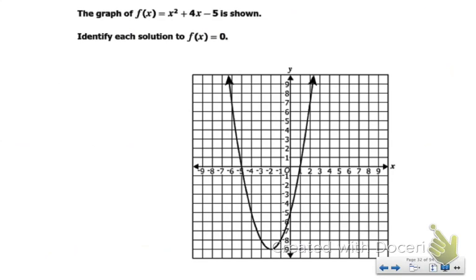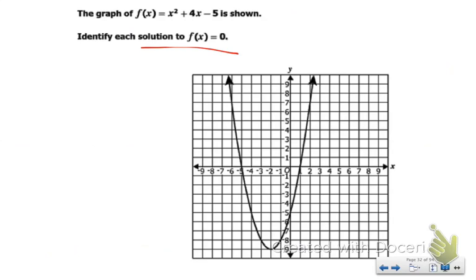Okay, the graph of f of x is shown. Identify each solution to f of x equals 0. This is almost sort of repetitive. Remember, a solution is the same thing as a 0. It's just saying, where is it equal to 0? Where is the output 0?